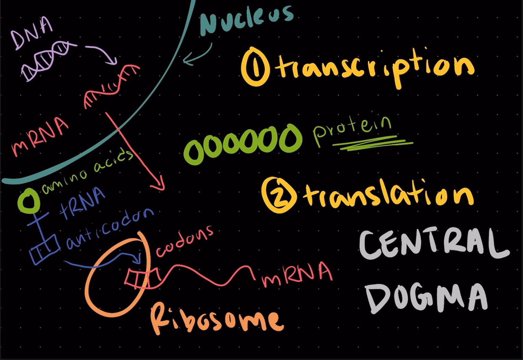Now, a good hint for remembering which of these comes first is that C comes before L in the alphabet. So if you can remember C comes before L in the alphabet, maybe you'll have a better shot at remembering transcription comes before translation in the central dogma or protein synthesis.